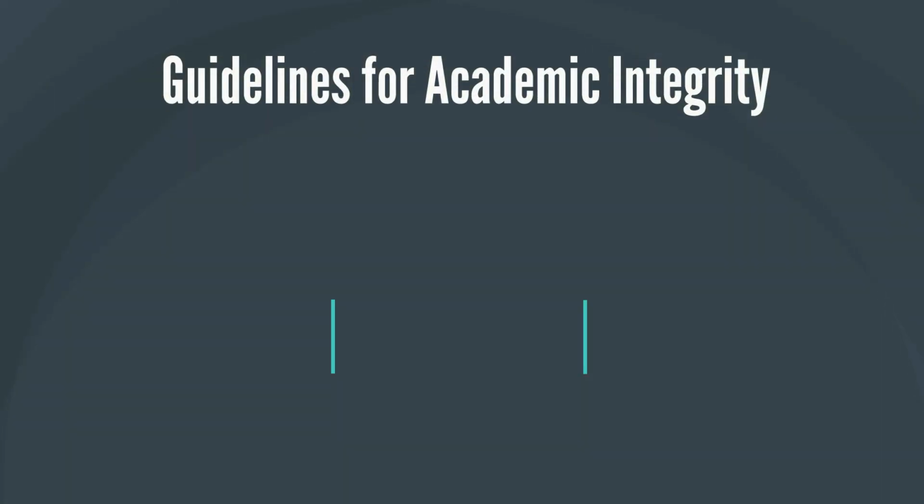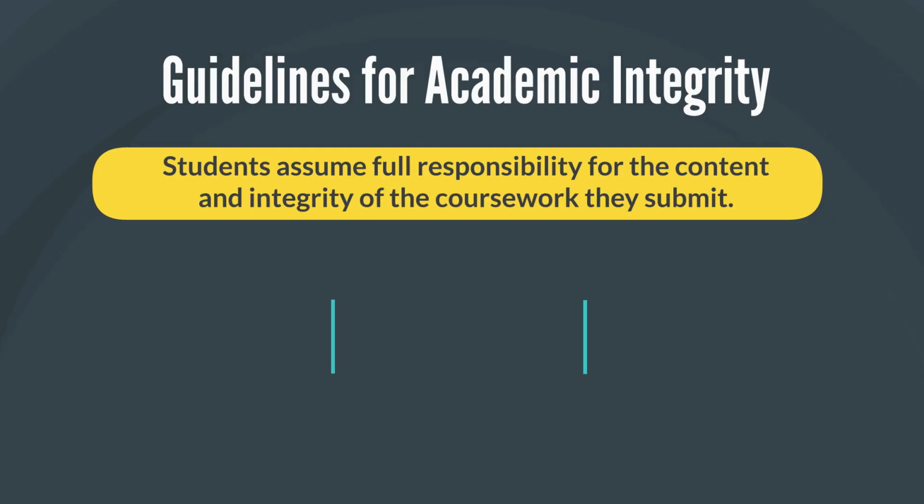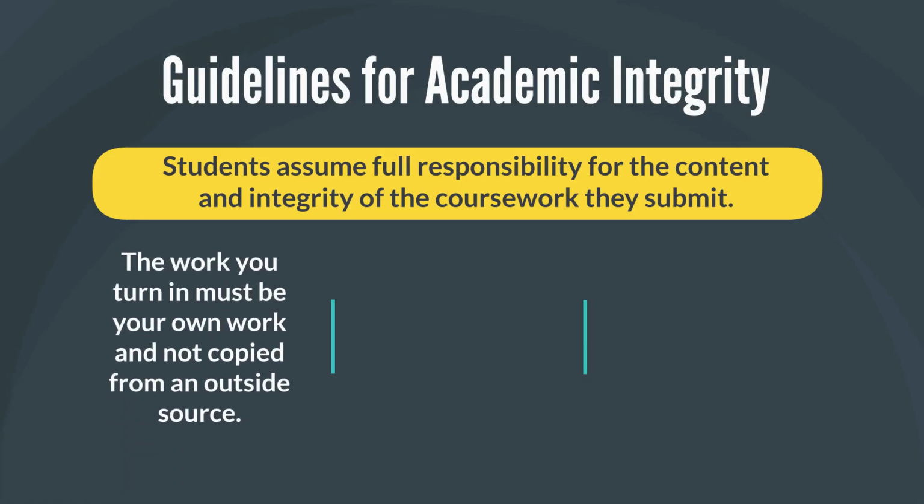Guidelines for academic integrity. Students assume full responsibility for the content and integrity of the coursework they submit. The following are guidelines to assist you in observing academic integrity. You must do your own work and submit only your own work on exams and assignments, unless otherwise permitted by the instructor. This means you should not use any outside resources unless permitted to. The work you turn in must be your own, not work that you copied from a tutor, website, classmate, etc.